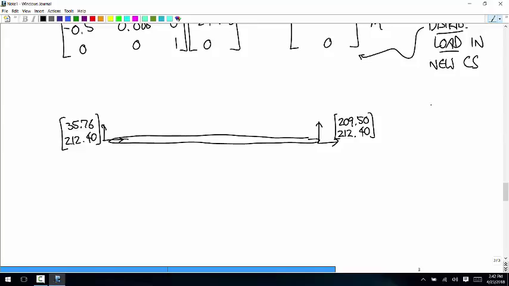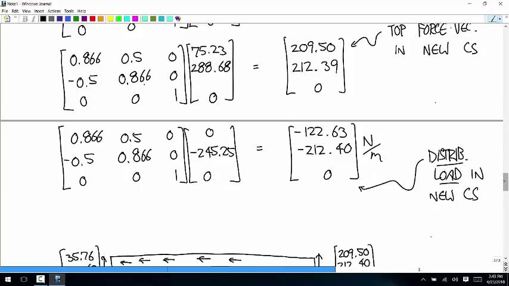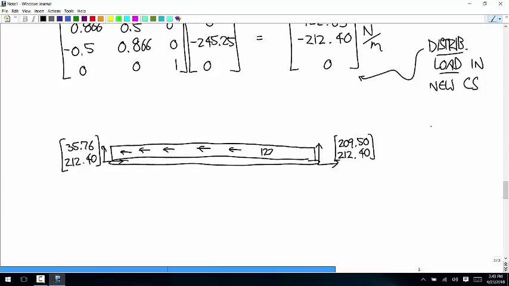And then the distributed load, I'm going to write that as two different components. A horizontal component in the negative x direction of 122.63, and a vertical component down. This is newtons per meter. And this downward distributed load is 212.40 newtons per meter.